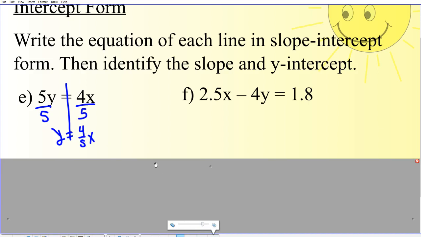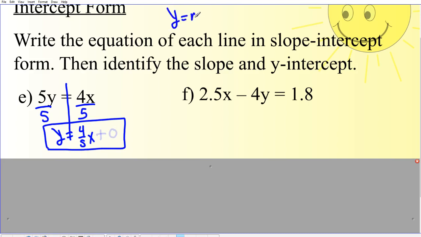And just to make this perfectly clear, although this is acceptable and this could be done, I'm going to add on a little plus 0. That's going to be my y-intercept, right? Because the equation is y equals mx plus b. So my slope is 4/5, and my intercept is 0. This line crosses the y-axis at 0.